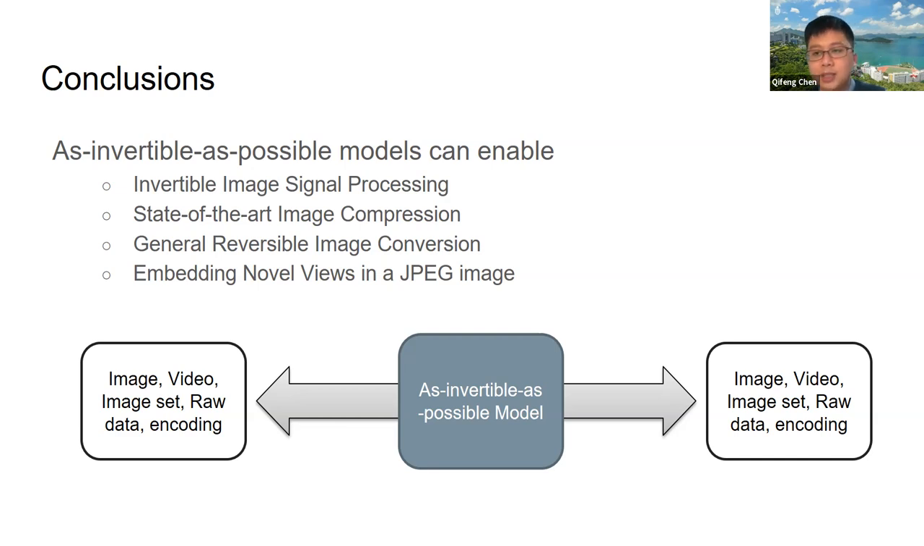Maybe we can also embed some speech in an image. Maybe we can even embed an image in some text, like a scientific report, but there is an image hidden in the text. So there are a lot of interesting potential applications using this kind of as-invertible-as-possible idea.